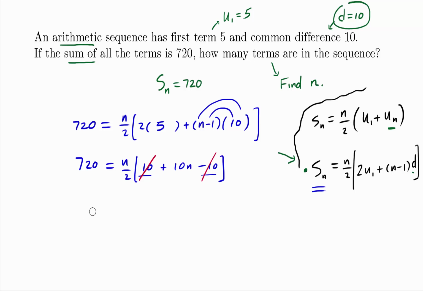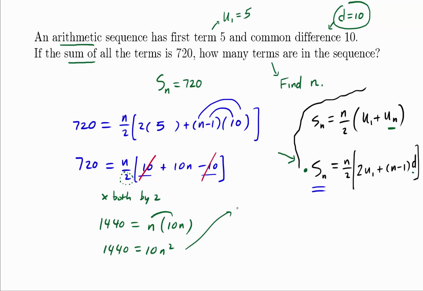Now, I could have gone with this. I'm going to just, for fun, multiply both sides by 2, because I don't like that fraction here. So what we have now is 1440 is equal to n times 10n. In math, you're allowed to multiply both sides by the same number. In this case, it's 2. Why did I choose 2? Because we have a denominator that I don't like. So we have 1440 is equal to 10n times n, which is 10n squared. Gonna divide both sides by 10, so we have 144 is equal to n squared.